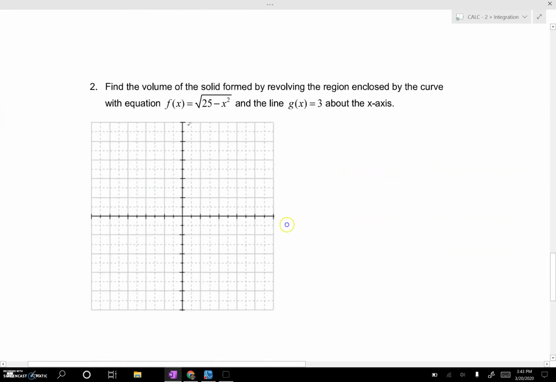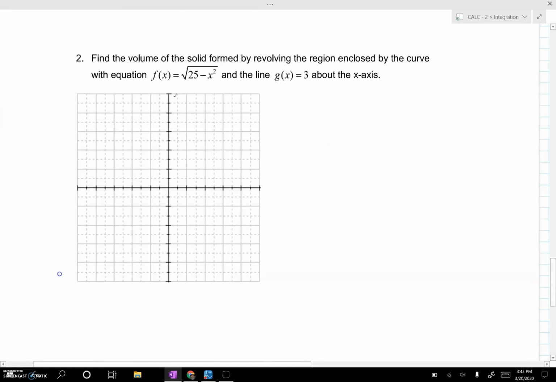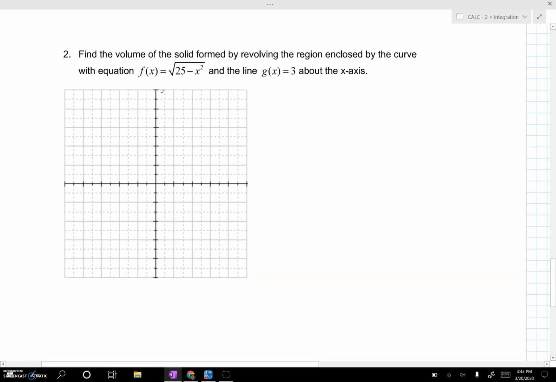So, find the volume of the solid formed by revolving the region enclosed by the curve, root 25 minus x squared, and the line g of x equals 3 about the x-axis. All right, so first you need to figure out what is 25 minus x squared square rooted, and where is that going to be? So again, I'm going to ask you to double your scale so it's a little bit better, and I'd like you to take an opportunity to draw that right now.